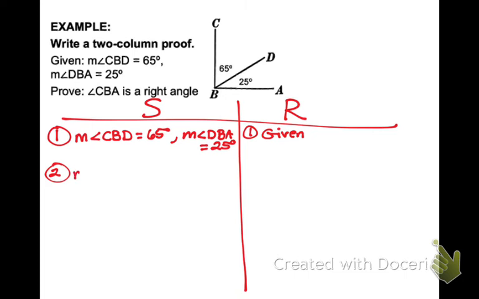CBA. So the measure of angle CBA is equal to the measure of angle CBD plus the measure of angle DBA. Angle addition.